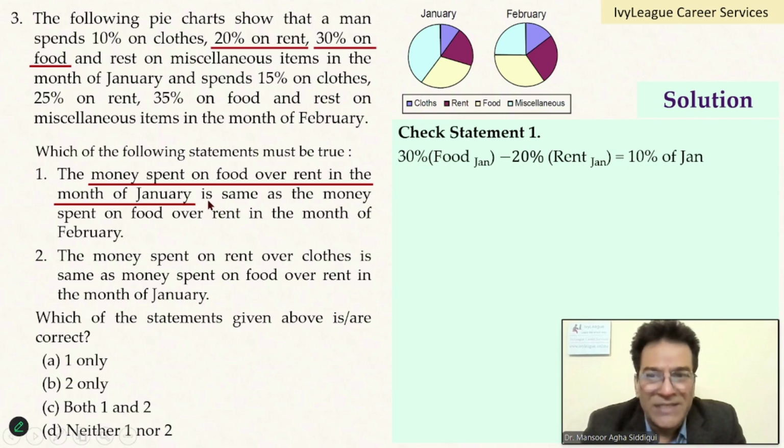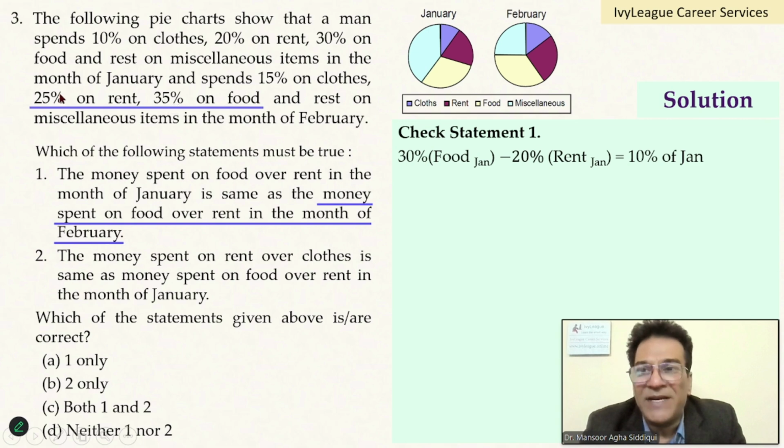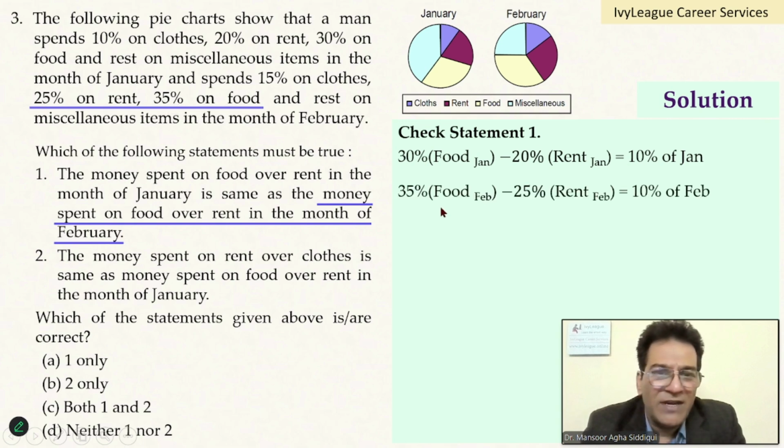And then it says this 10% is the same as the money spent on food over rent in the month of February. This is also written there. So if I look at money spent on food over rent in the month of February, then that is mentioned here. 25% upon rent, 35% upon food. Now 35% minus 25%, I will get this equation. That 35% minus 25% is equal to 10%.